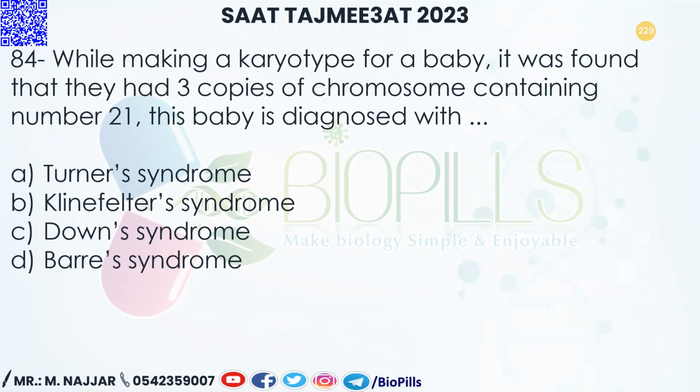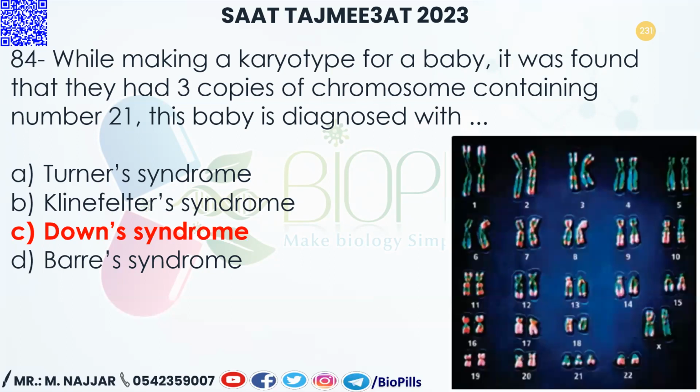Okay. While making a karyotype for a baby, it was found that they had 3 copies of the chromosome number 21. This baby is diagnosed with Down syndrome, which is a non-disjunction or an extra chromosome number 21. 3 copies are there. Yes, if you have a look here, the chromosome has 3 copies. It came from a problem that happened in the female egg cells during the distribution of the chromosomes into the gametes.